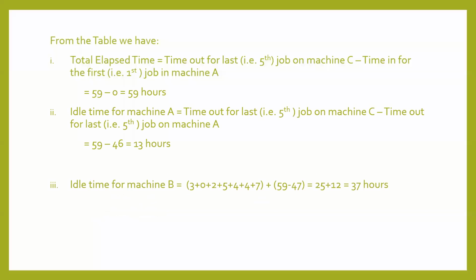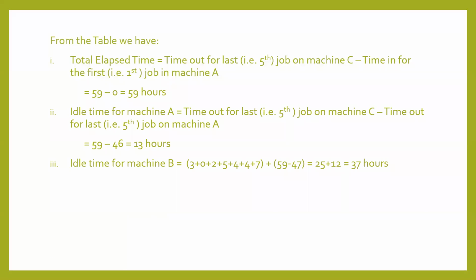So the formula given to you here is 25 plus 12. 12 is coming from 59, that is the last job getting over on machine C, minus 47. That gives you 12. So in total, 37 hours machine B is idle. And finally, the last one, machine C is idle for 7 hours.